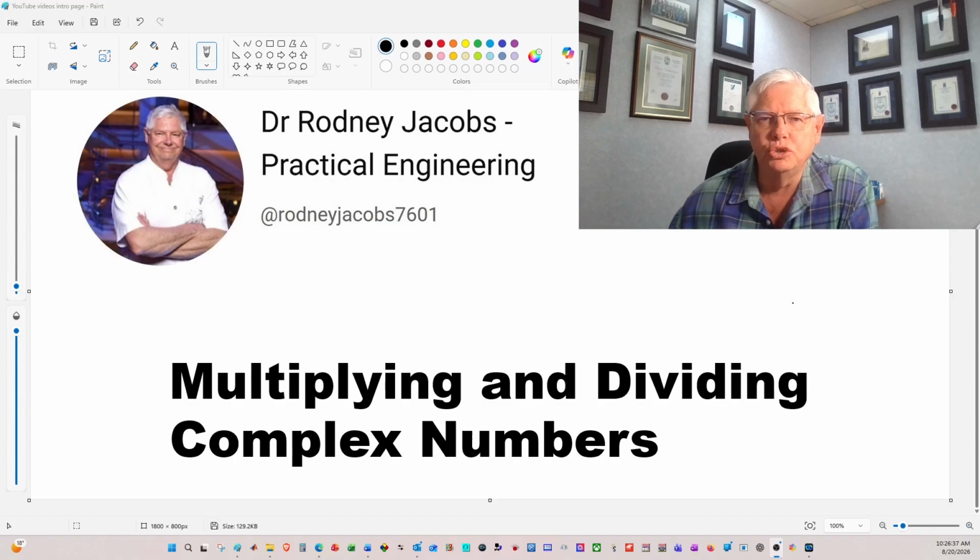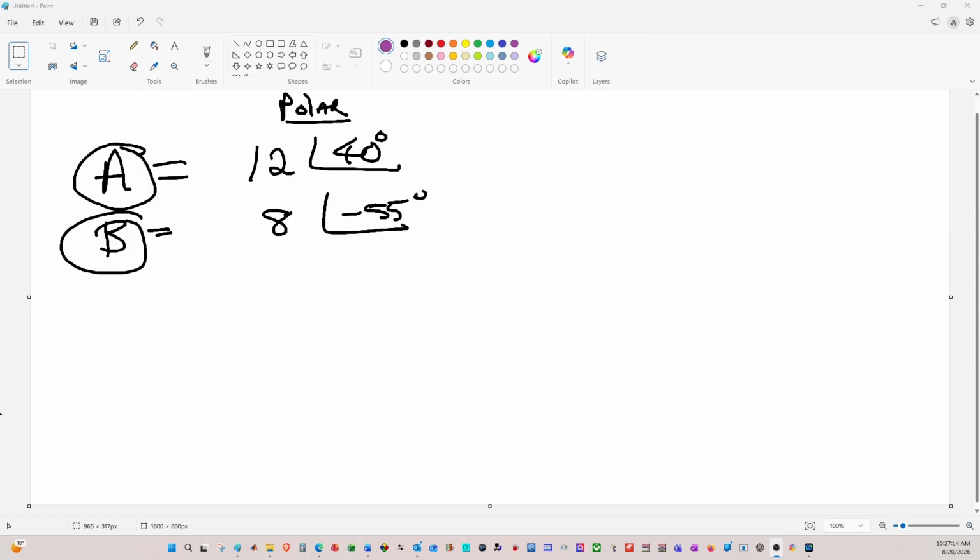I would now like to deal with the multiplication and the division of complex numbers. As always, I like to put down both formats of the number, both in the polar as well as in the rectangular format, just in case I need them in the calculation itself. I'm going to use exactly the same two numbers that I did use for the addition and the subtraction.